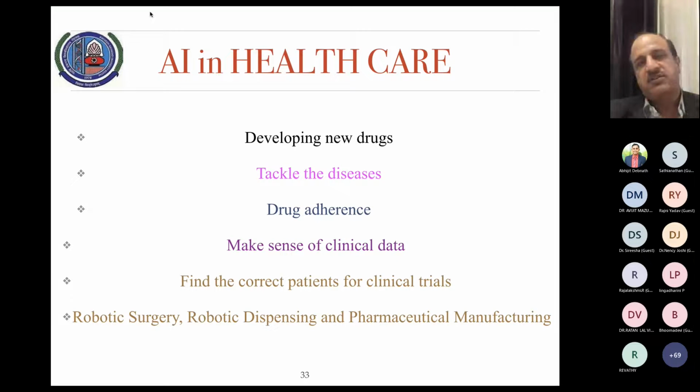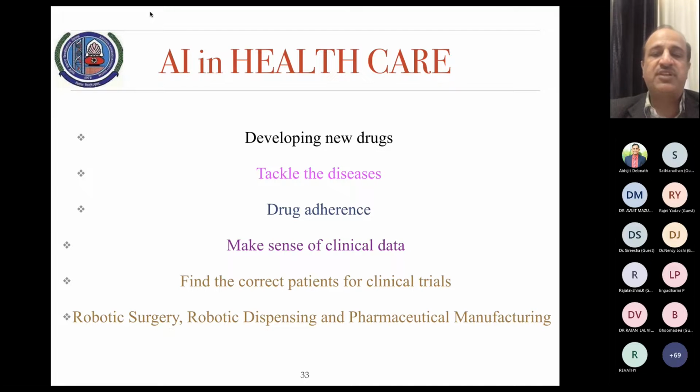Coming to the main theme of the talk, how does AI work in healthcare? Nowadays, we have seen in the last 2 years mankind struggling with COVID-19. The challenging situation was to develop new drugs and new vaccines which can fight this disease. How are we going to tackle the disease, how are we going to adhere to the drugs, and how can we make sense of clinical data? We are making a large amount of clinical data. You have seen that there may be emergency use of vaccines with small clinical data. But making sense of that is where AI is giving us a benefit.